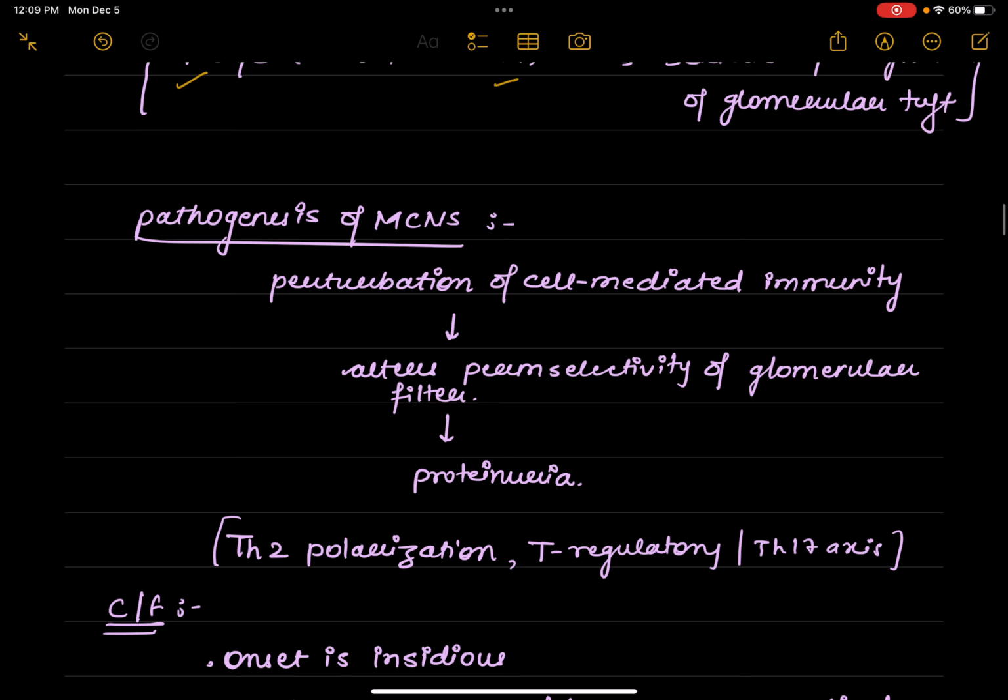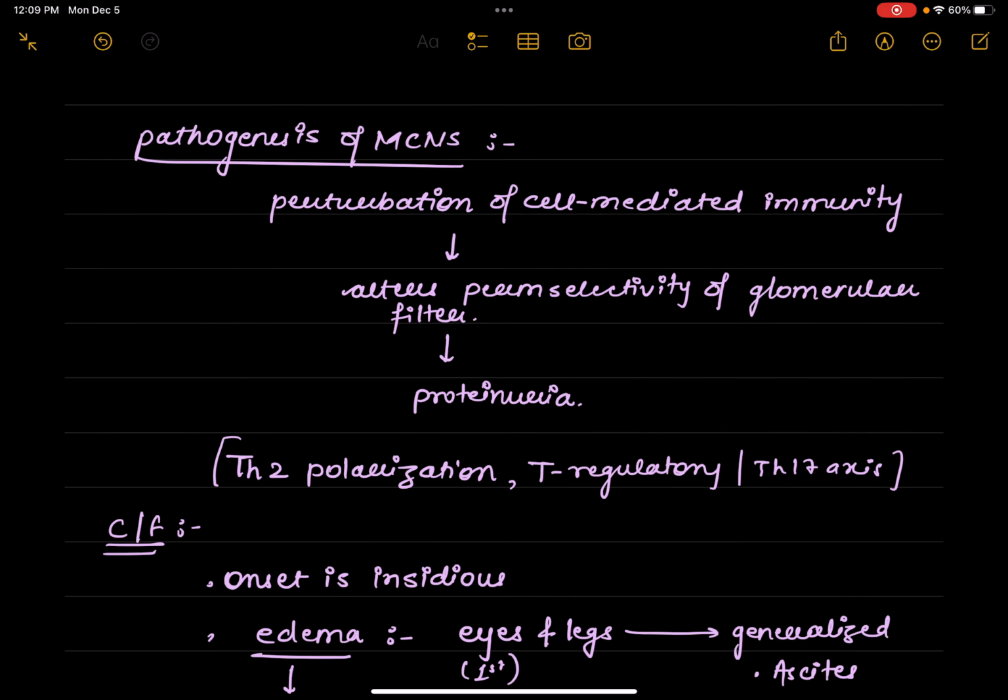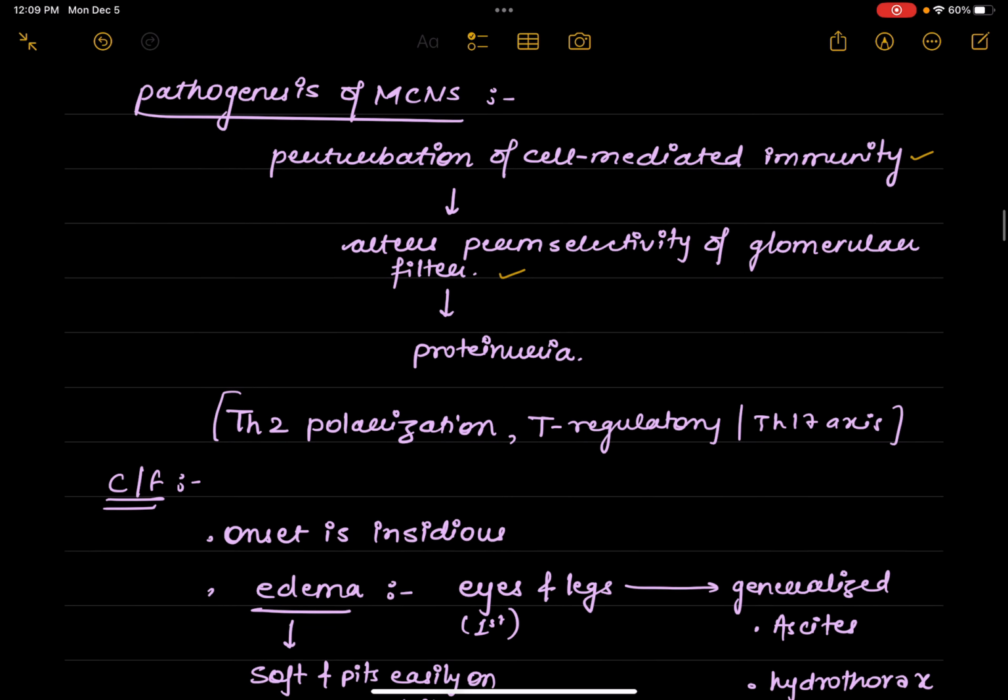What is the pathogenesis of minimal change nephrotic syndrome? Due to perturbation of cell-mediated immunity, there is alteration in the permselectivity of the glomerular filter. This will result in proteinuria.